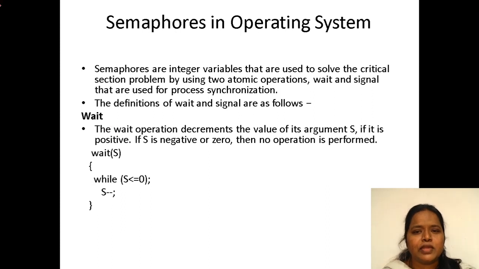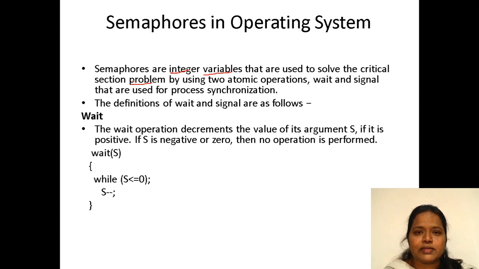So what do we mean by a semaphore? Semaphores are integer variables that are used to solve the critical section problem. We have discussed the critical section: only one process should be allowed to execute in the critical section. By making use of semaphores, or by making use of monitors, we can solve it. But today we will discuss the semaphore.